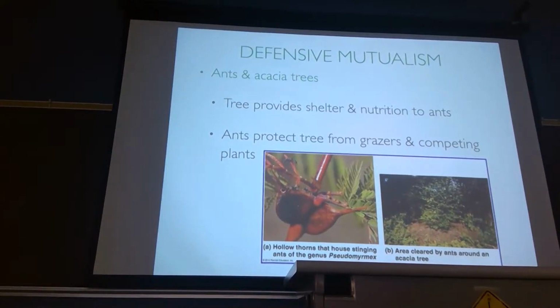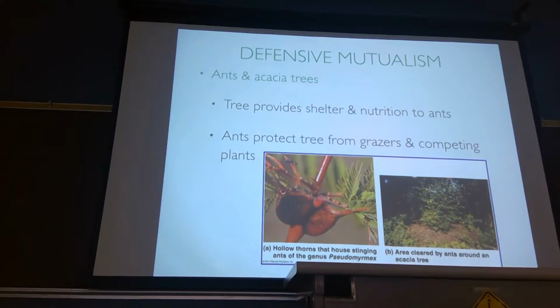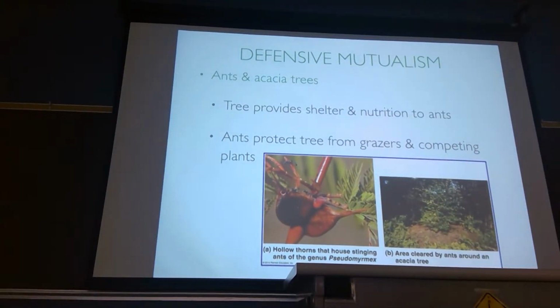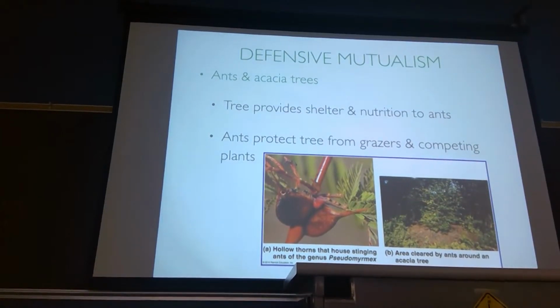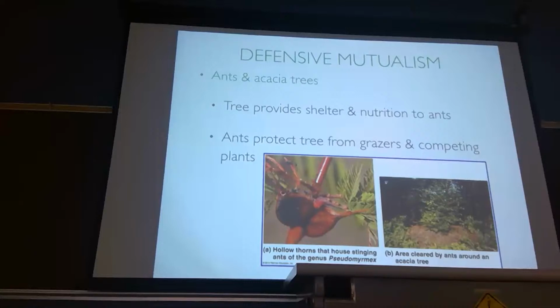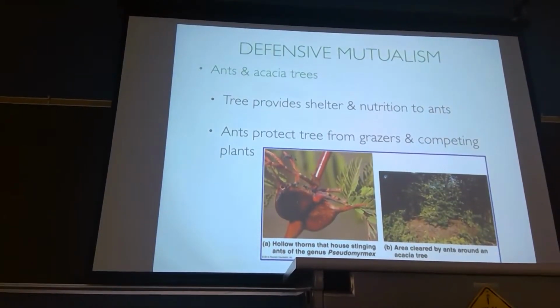Here, both organisms are getting some amount of protection, in terms of shelter and food for the ant, and then protection for the tree from competitors and herbivores on the other side. And it's helpful in a nutrition aspect too, in that removing competitors means the tree gains access to nutrients in a variety of different ways.